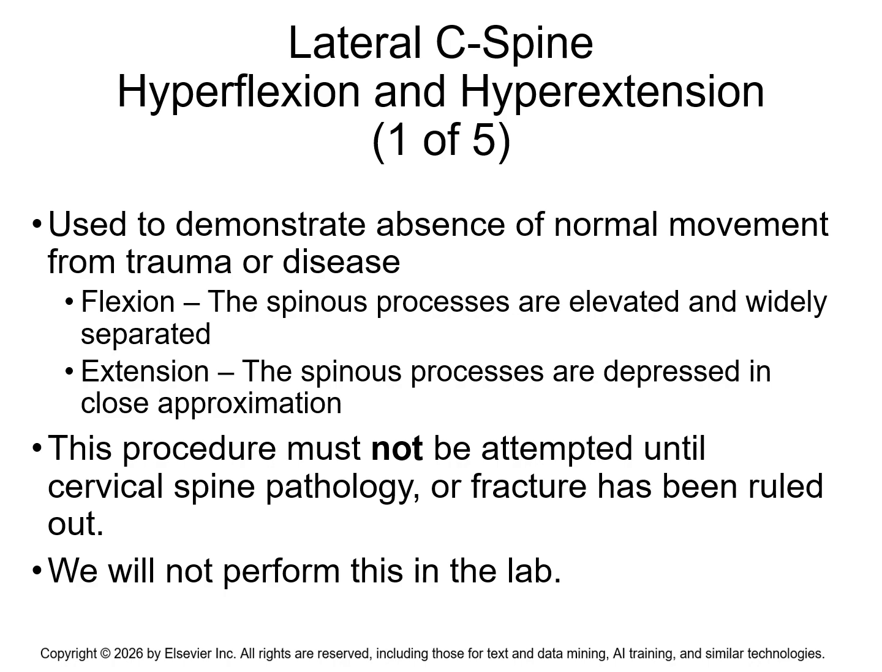But hyperflexion, hyperextension, obviously that's going to be looking for the range of motion, essentially, the absence of normal movement from trauma and or disease. When you're doing flexion, so that means your chin is going towards your chest, the spinous processes are elevated and widely separated. When you do extension, the spinous processes are depressed into close approximation. So you're never going to do this if we're looking for a cervical spine pathology, or if you haven't ruled out a fracture yet.